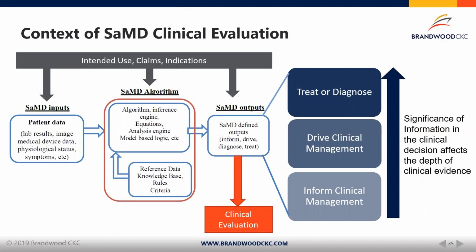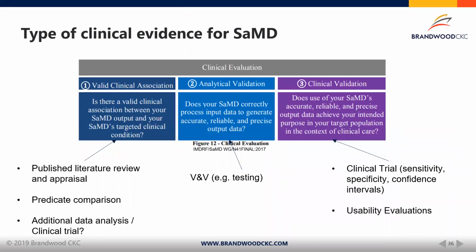Let's have a look at the type of clinical evidence for software as medical devices. This extract is also taken from an IMDRF document, guidance document N41. They lay out 3 types of data that have to be evaluated to form together the clinical evidence. The first one is to put together the valid clinical association, and that consists of published literature and appraisal, comparison to a predicate, and if such data is not available, additional data analysis or if required, clinical trial.